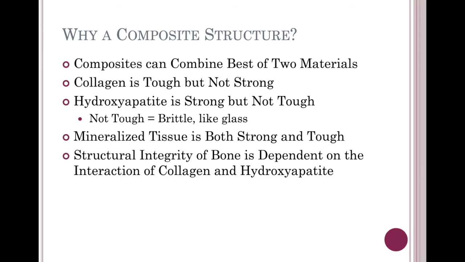So collagen is a tough material but not strong, and hydroxyapatite is a strong material but not tough. So it is the inorganic component of that. And mineralized tissue is both strong and tough. So it has really achieved that synergy that has been very challenging in synthetic materials. But it is because of the microstructure of the crystals and how it is self-assembled within the rods of the enamel and in the bone.